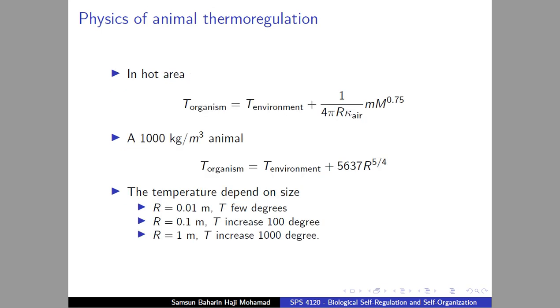Okay, so in a hot area, the thermoregulation is equal to this equation. For a 100 kilogram per meter squared animal, the equation is equal to this value. So the temperature depends on the size. If the size is small, R equal to 0.01 meter, the temperature only increases a few degrees. R equal to 0.1 meter, you can see that it already increased 100 degrees Celsius. And R equal to 1 meter, this increased to 1000 degrees Celsius. In this case we can say that these are the thickness of the fat.